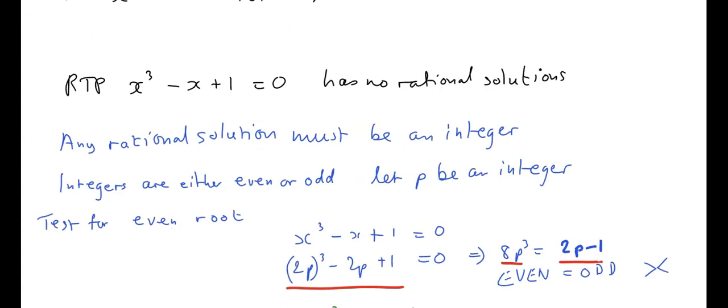We are now asked to prove that x^3 - x + 1 = 0 has no rational solutions. By the argument we have developed, any rational solution must be an integer, and integers are either even or odd. So we let p be an integer, and we test to see what an even root would be like by putting 2p in for x. And you will see I've got x^3 - x + 1 = 0, so that (2p)^3, underlined in red, - 2p + 1 = 0, which leads to the conclusion that 8p^3 = 2p - 1, that is, that an even integer can be equal to an odd one, and so we have a contradiction.